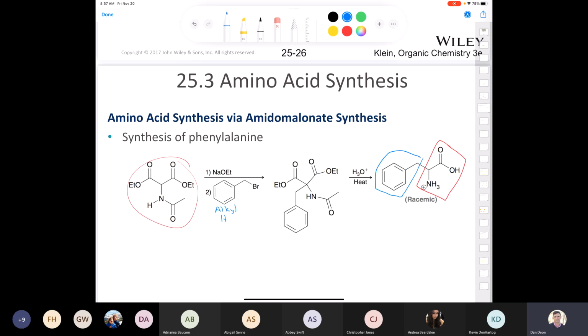So what you've got to be able to do is, depending on the R group, choose the correct alkyl halide. In this case, it would be benzyl bromide. That's going to react in the SN2 reaction, and then you hydrolyze everything and decarboxylate to make a racemic amino acid. Pretty cool, huh? And we're going to look at questions that deal with this. How would you do this? What would the alkyl halide be?